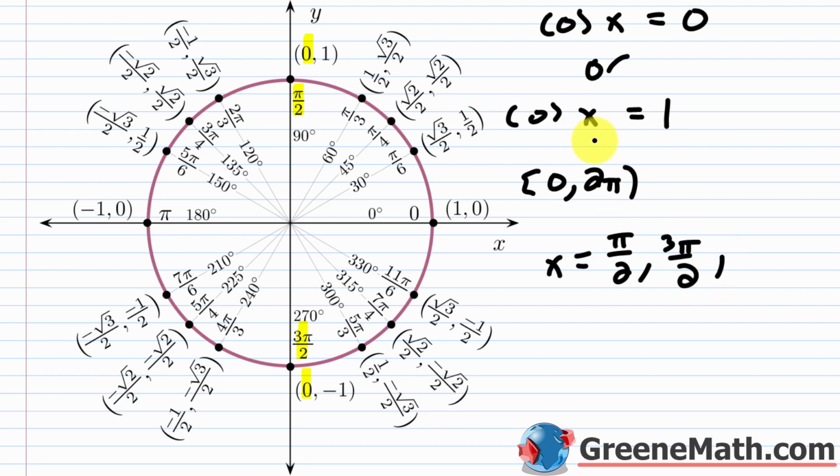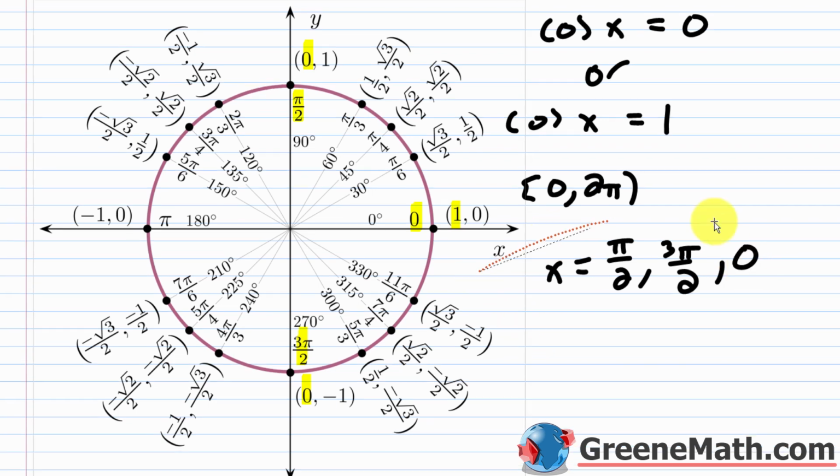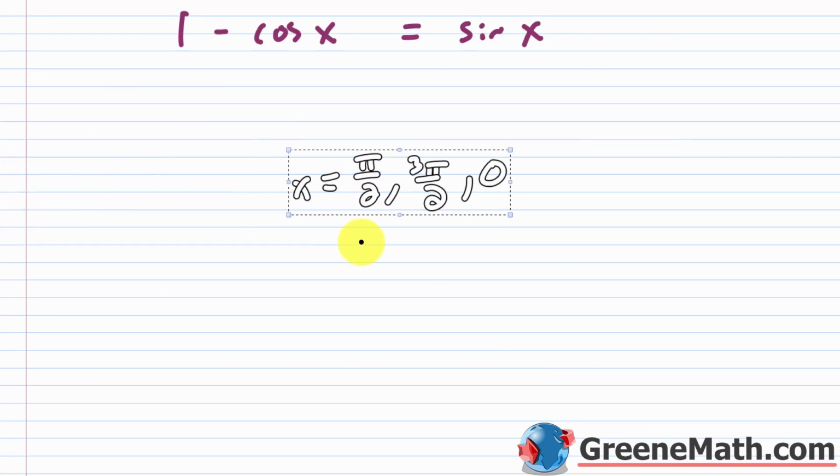And then when we think about where the cosine of x is equal to 1, well, that's going to be right here at 0. So there's your cosine value of 1. So let's go ahead and put that down as 0. Okay, let me grab this real quick, and let me come back here and paste this in.